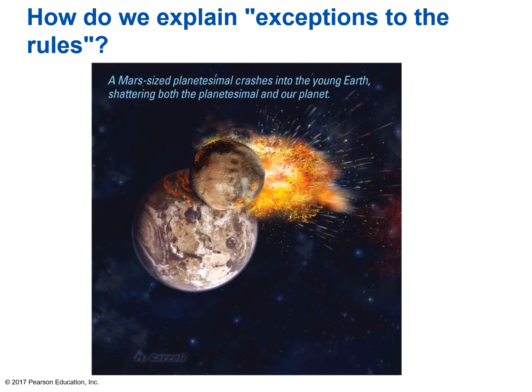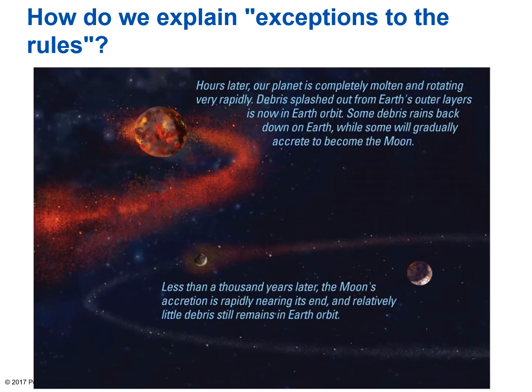How do we explain exceptions to the rules? A Mars-sized planetesimal in this picture crashes into the young Earth, shattering both the planetesimal and our planet. This is the current theory of what formed our moon. Hours later, our planet is completely molten and rotating very rapidly. Debris splashed out from Earth's outer layers is now in Earth's orbit. Some debris rains back down on Earth, while some will gradually accrete to become the moon.